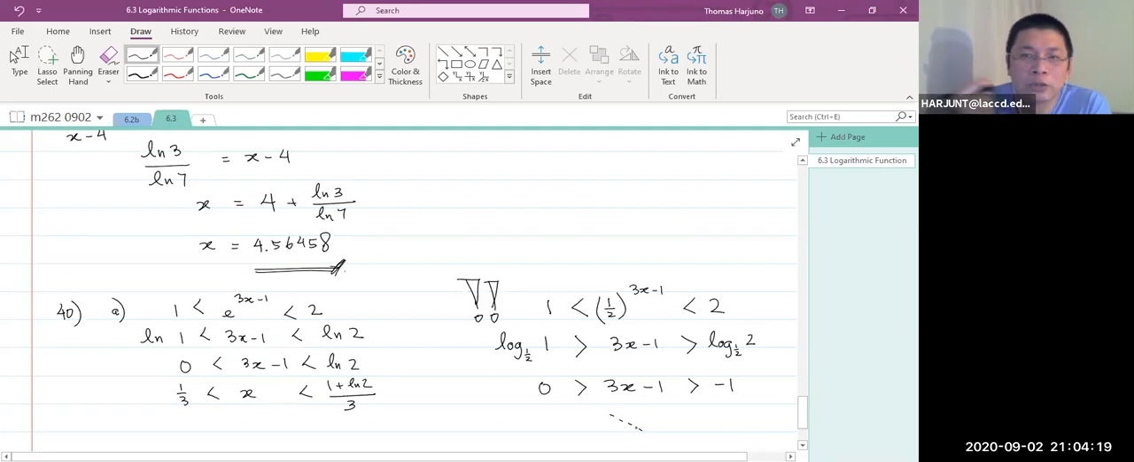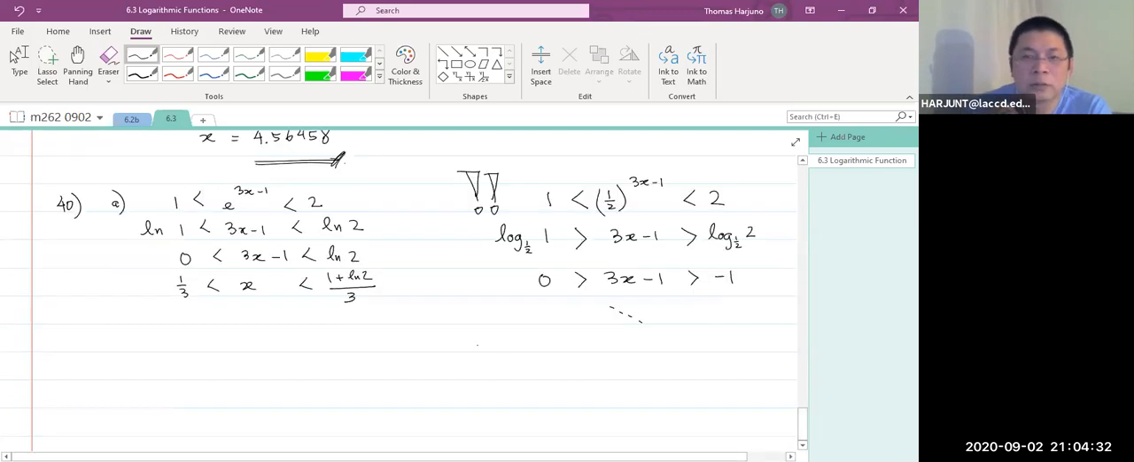Here the choice of base 1/2 will be appropriate, or actually base 2 will also work. If you make it into base 2, you will see that what we did there is actually correct. Let me just show you that. So I can write this as 2 to the power of negative 3x minus 1, and I apply base 2.